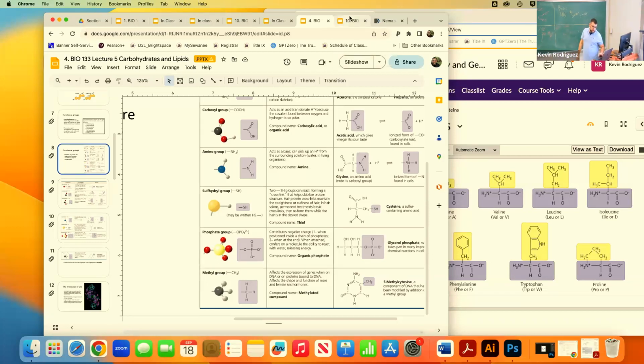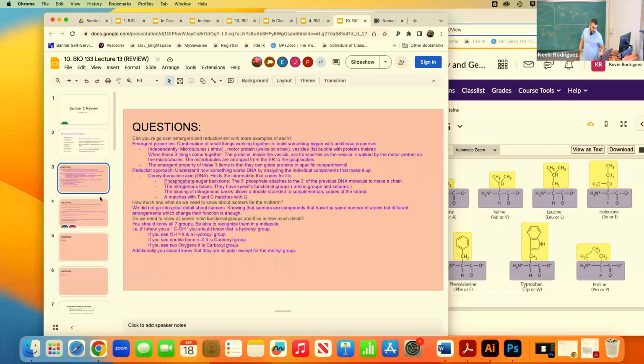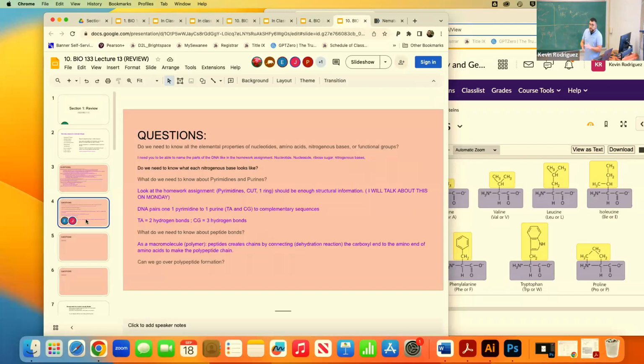All right, any other big questions? Because I think that's all from the review session form. Do we need to know the different types of proteins, like support proteins, like there's like 12 of them? What do you mean?